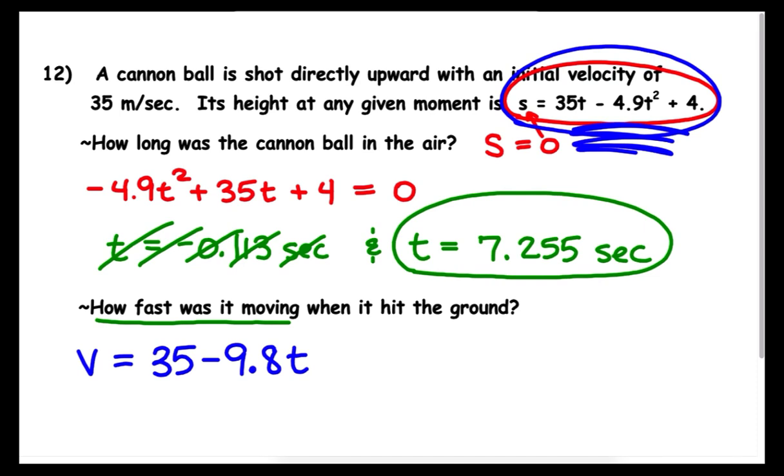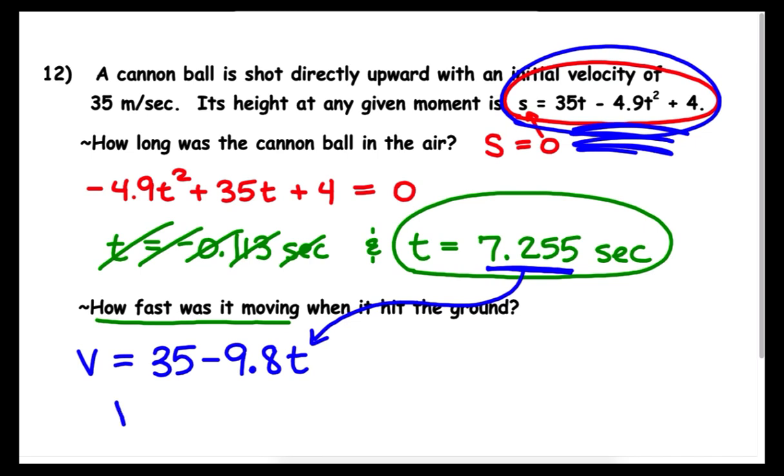Yeah, there you go. How fast was it moving when it hits the ground? A lot of people say 0, it hit the ground. I'm like, you really think a cannonball is going to hit the ground at 0 miles per hour? Would you like to be the test subject on that? Maybe you can stand on the ground and see if it conks you in the head at 0. I don't think you want to be that person. It's going to be in the air for 7.255 seconds. That's time. Pop that in and see what you have.